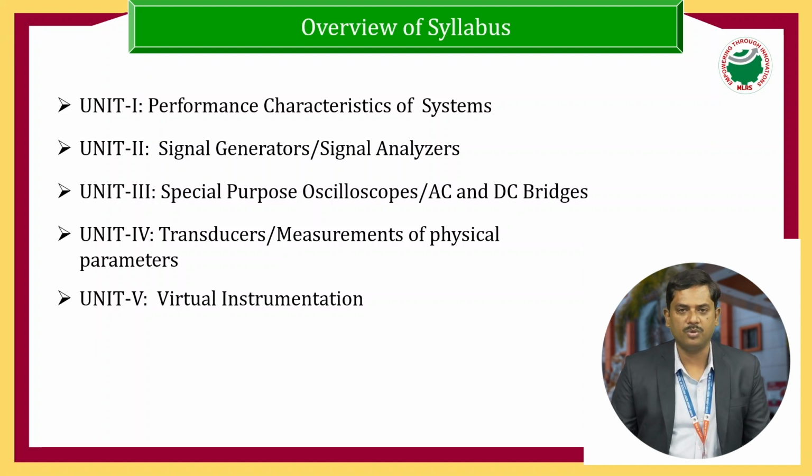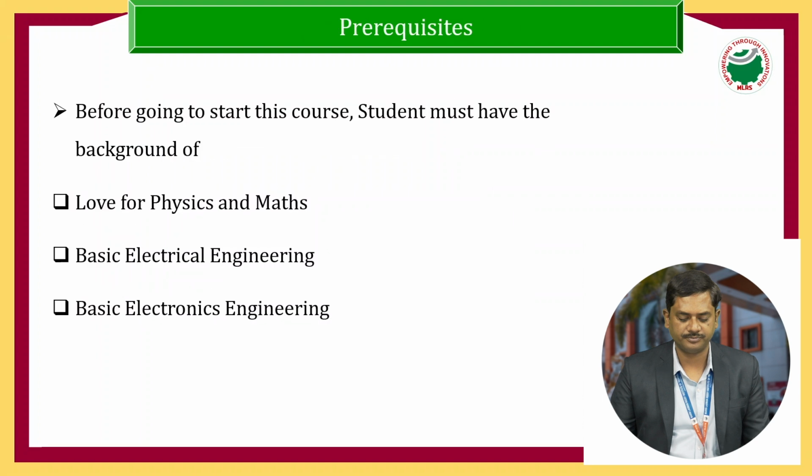In unit number 4, we'll look into transducers and their classification. A transducer is a device which converts one form of energy into another form of energy. We'll also look into the measurements of physical parameters, such as how we identify or measure humidity and moisture. And unit number 5 comprises virtual instrumentation and biomedical signals.